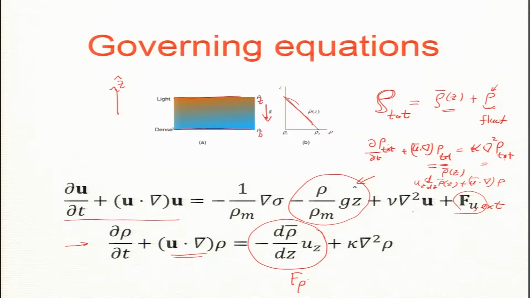So, d rho by dz is constant, but u_z is there everywhere at all scales. So, these two forces are active at all scales, and that is going to change our physics.